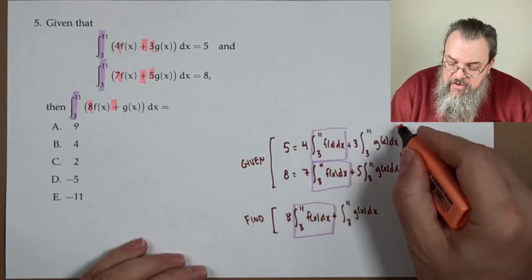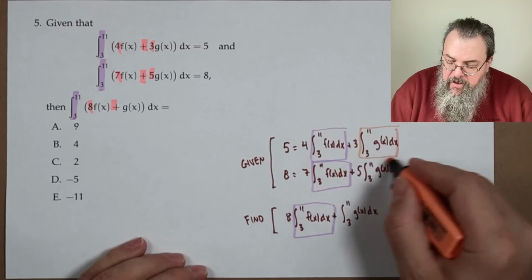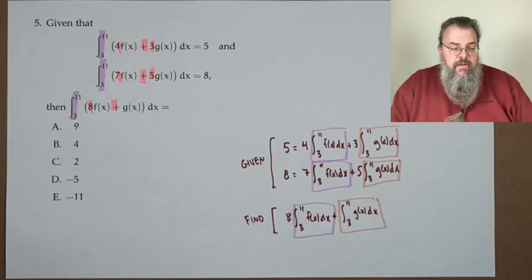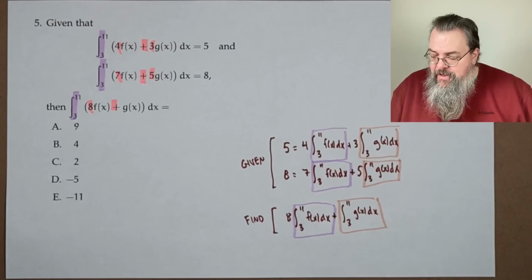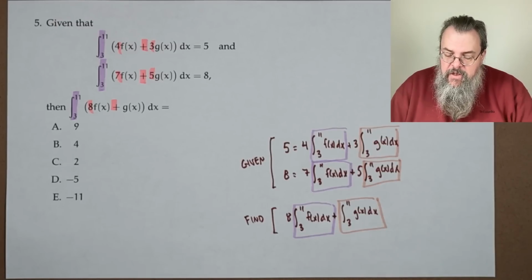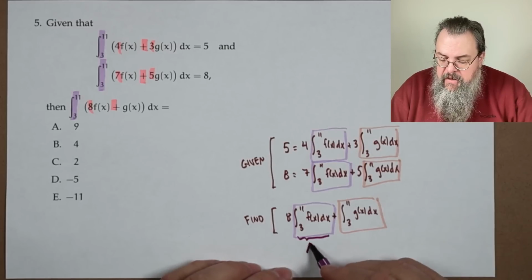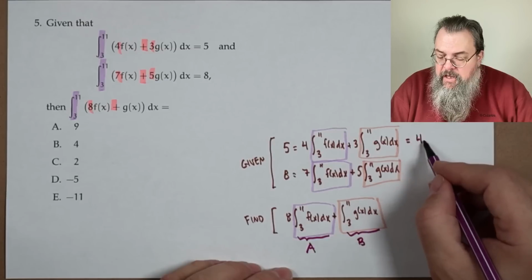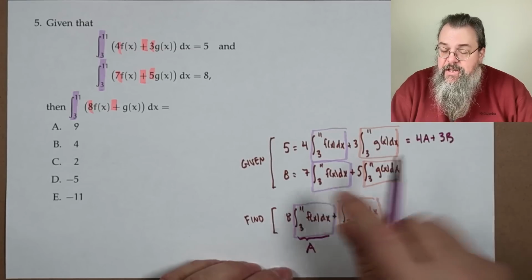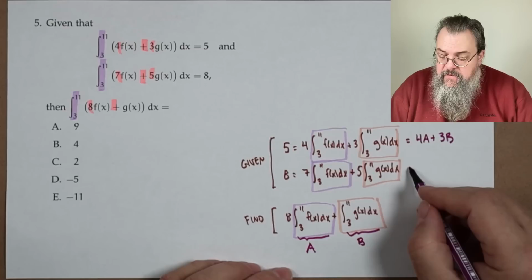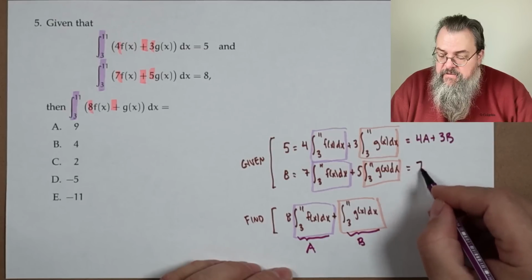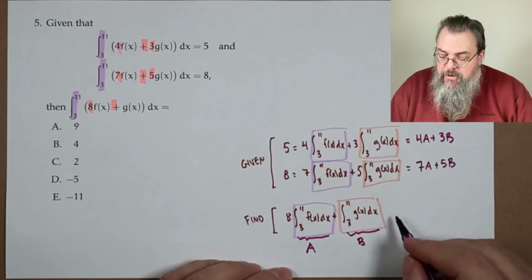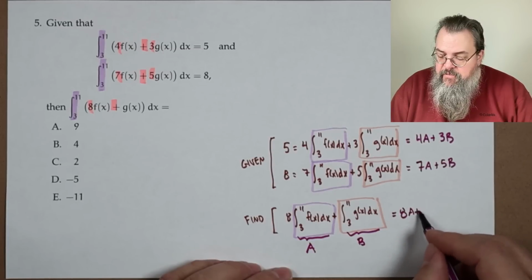All right? If we think about these, whatever they are, they're numbers. And so we can give these names, just temporarily, for convenience. Let's call this part A. Let's call this part B. So we really have 4A plus 3B equals 5. And then we have here 7A plus 5B equals 8. And we're after 8A plus B.